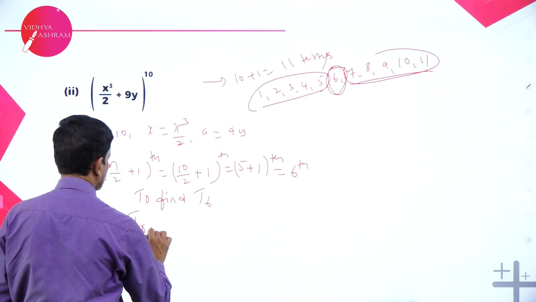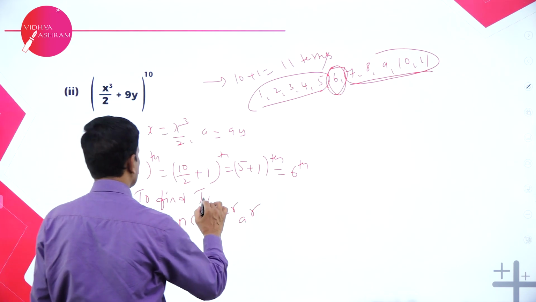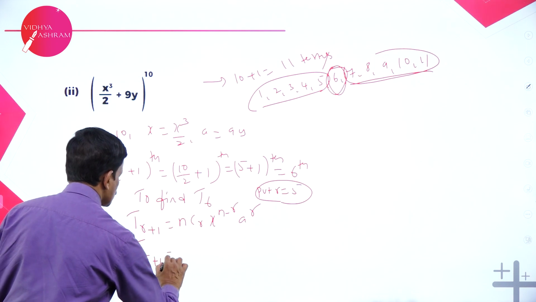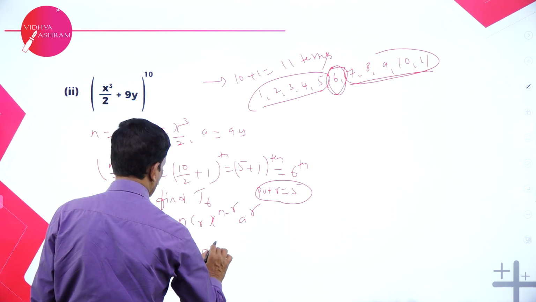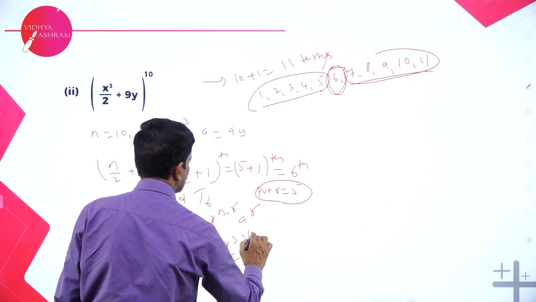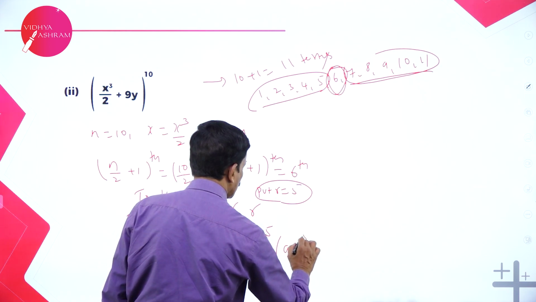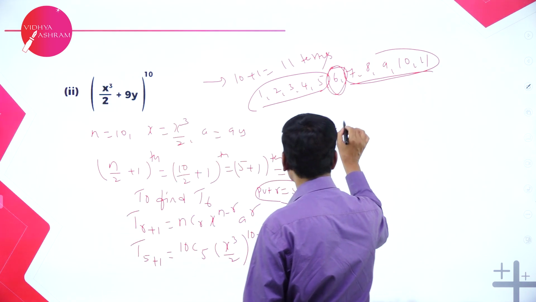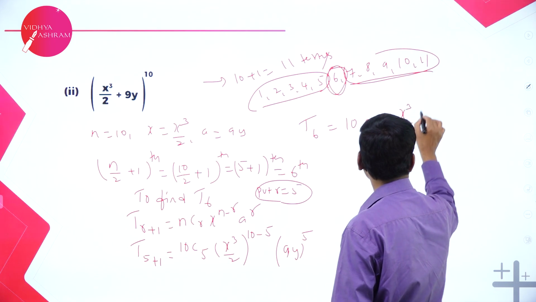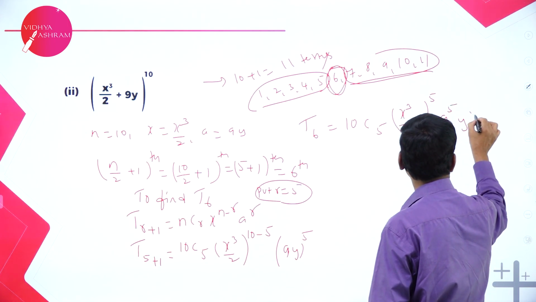So what is the general formula? T(r+1) is equal to nCr x to the power of n minus r a to the power of r. So to find T6, straight away you can put r is equal to 5. T(5+1) is equal to, what is n? 10C5, x. What is x? x is equal to x³/2. (x³/2) whole to the power of n minus r, which is 5, into a. What is a? (9y) to the power of r. r is equal to 5. So therefore T6 is equal to 10C5 into (x³/2) whole to the power of 10 minus 5 is 5, 9 to the power of 5 and y to the power of 5.